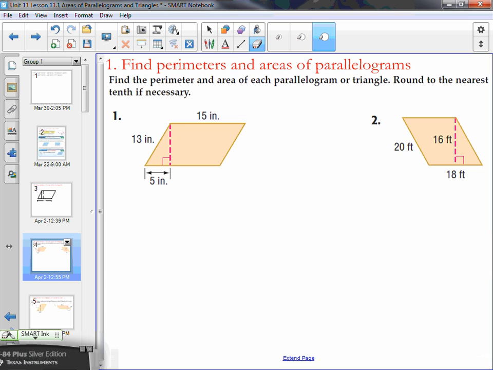Okay? All right, let's try a few. Over on page 767, we'll start with number 1. It says find the perimeter and area of each parallelogram or triangle, round to the nearest tenth if necessary. So we'll try to round to where they tell us to round, nearest tenth in this case.